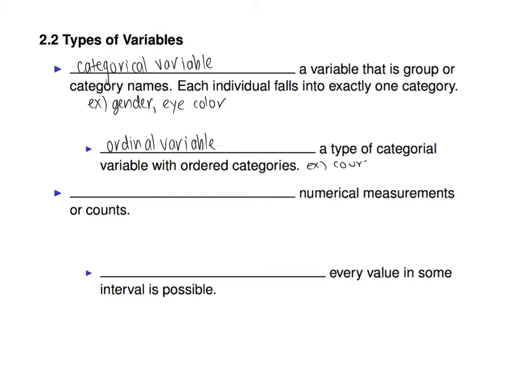So course evals, things like strongly agree, agree, in the middle, disagree, or strongly disagree. There is some kind of order you can impose on those variables. A variable that has numerical measurements or counts, that is called a quantitative variable.